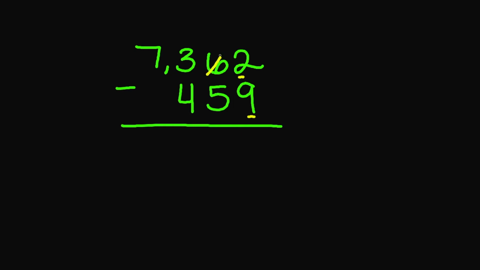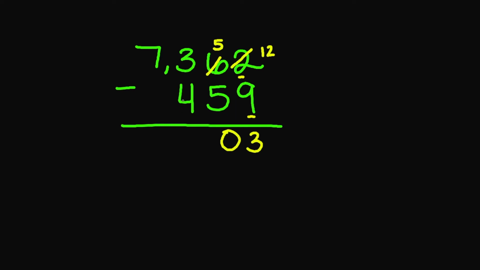This 6 is going to become a 5. This 2 will now become a 12. So now I'm going to subtract 12 minus 9. That's going to give me 3. And then 5 minus 5 is 0. And then I'm going down to my hundreds place now.